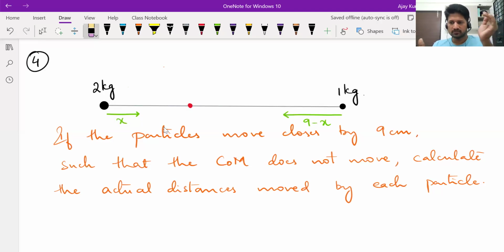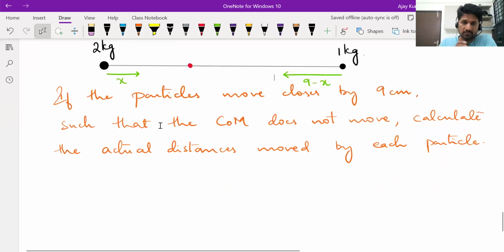Suppose you forgot that ratio. Let it be. They are closer by 9 centimeters. Then one should have moved some distance, the other should have moved the remaining distance. So if one moves x, the other moves 9 minus x. Now let's convert this to equation. We don't know the displacement of individual particles. We know the displacement of center of mass.